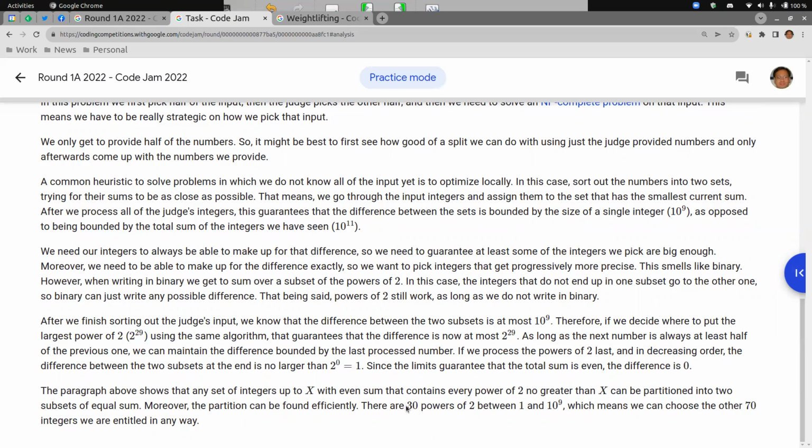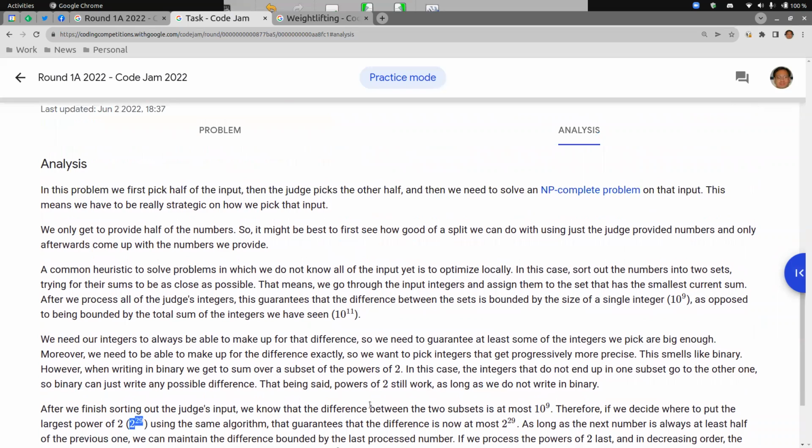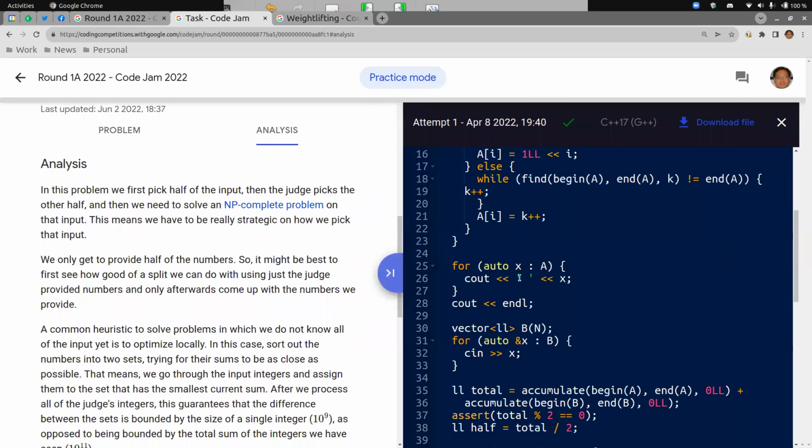Okay, so I think I made a mistake here. I said 2 to the 30 is the largest power of 2 that's less than 1 billion. It's actually 2 to the 29. So 2 to the 29 is the largest power of 2 that fits in under 1 billion, not 2 to the 30. Otherwise, their approach is a little bit different than mine, but more or less it's not that different. The main thing is powers of 2.